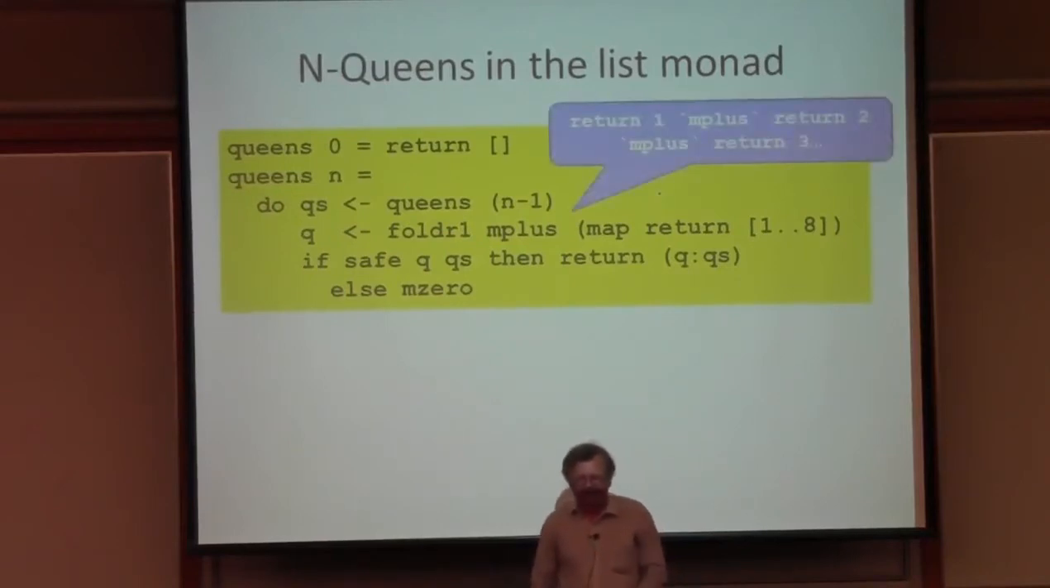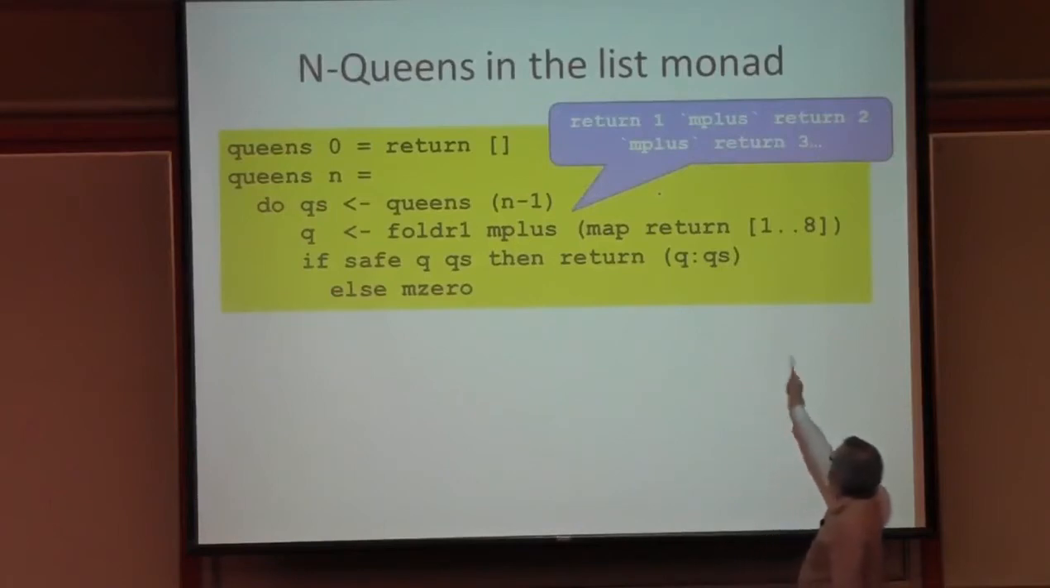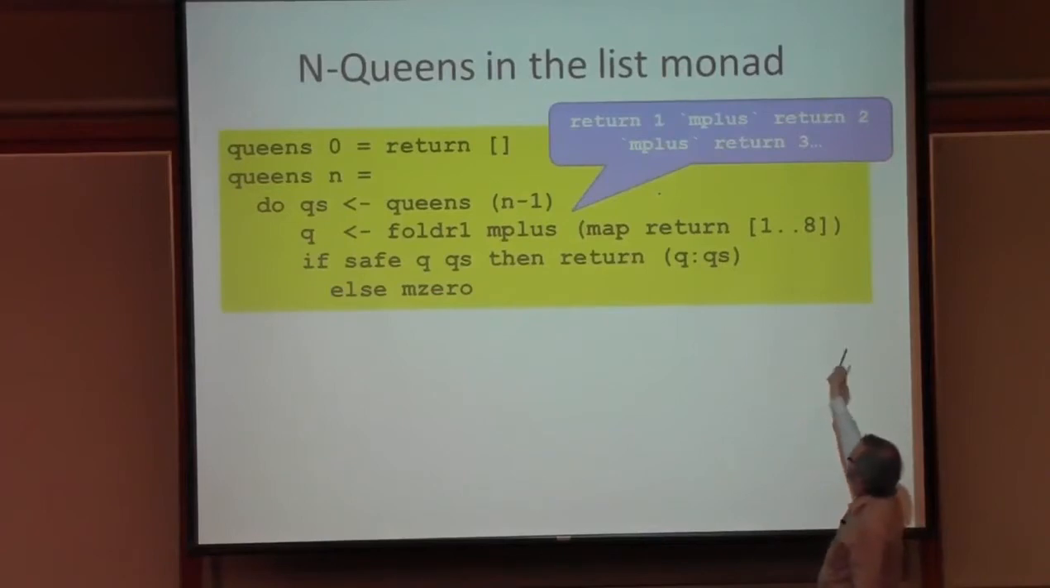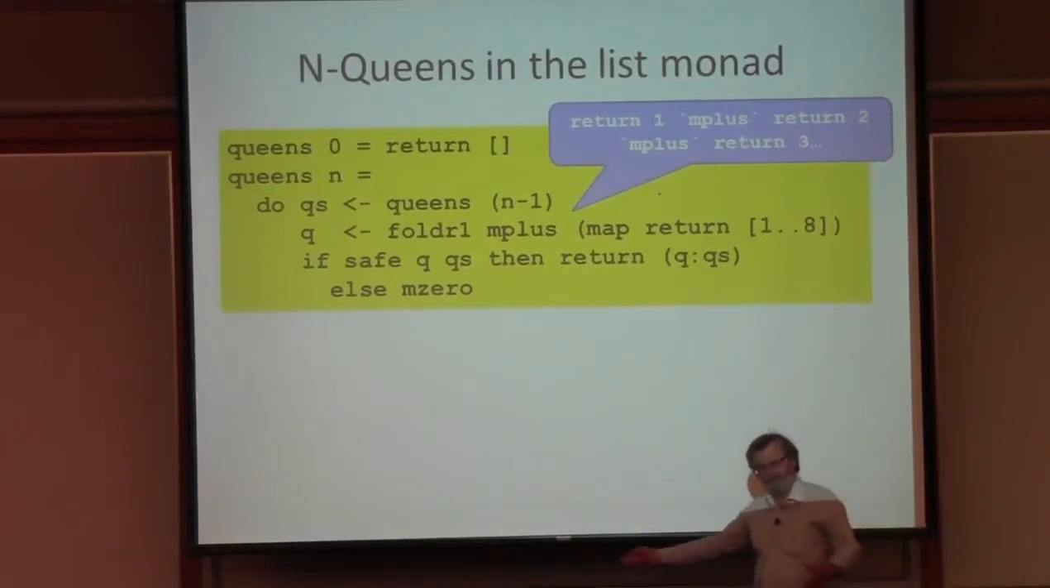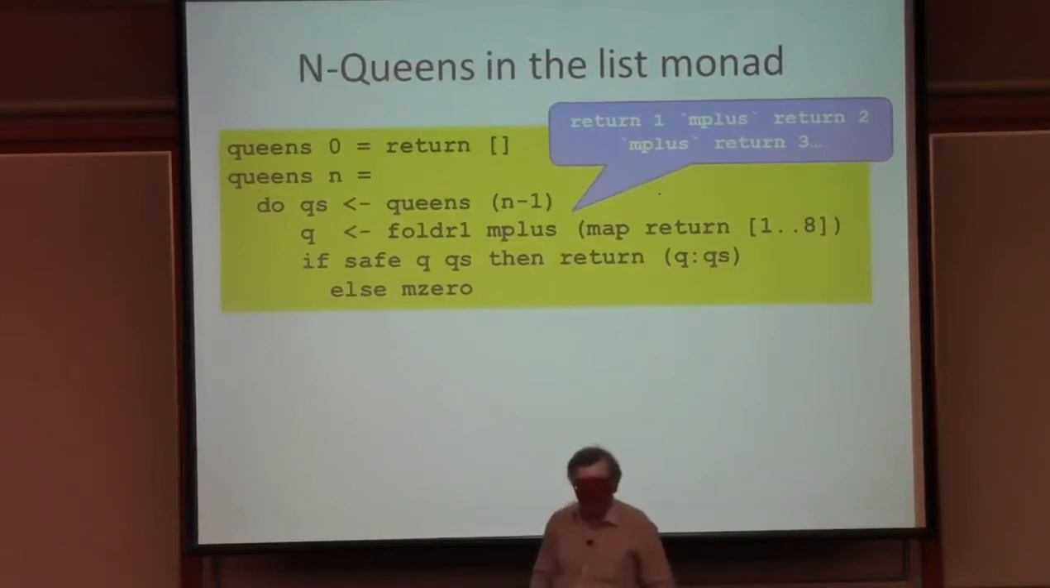This is a very Haskell-ish style. Let me just explain it. 1 dot dot 8 is the list 1, 2, 3, 4, 5, 6, 7, 8. When I map the return operation over that, that'll give me a list of monadic computations, return 1, return 2, return 3, and so on. And foldr1 just combines them all with the m plus operator. So that represents what you see in this blue box here. Return 1, alternatively with m plus, return 2, return 3, and so on. So now this is going to explore all possible ways of placing n minus 1 queens and all possible rows in which we might place the next one.